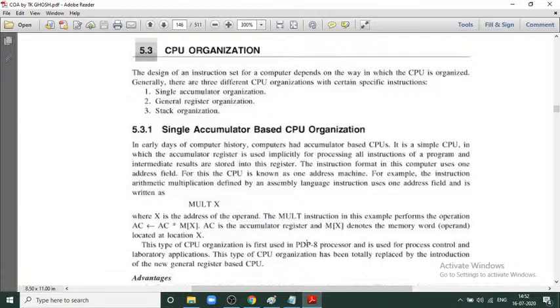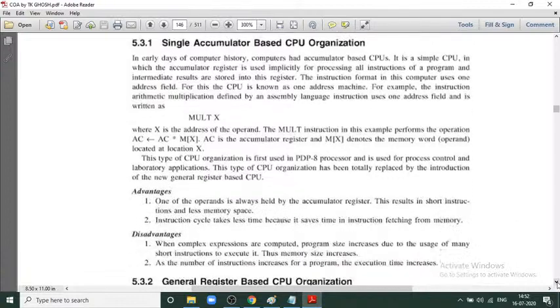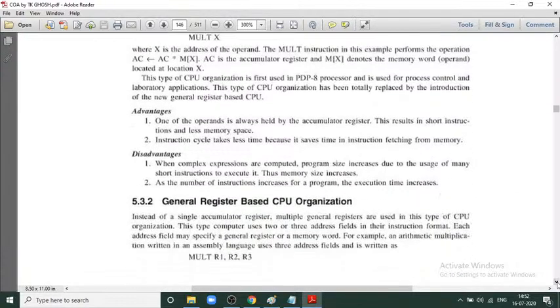This type of CPU organization was first used in the PDP-8 processor. These are mostly used for process control and laboratory applications. Nowadays, this type of organization has been replaced completely by general purpose CPU based organization.